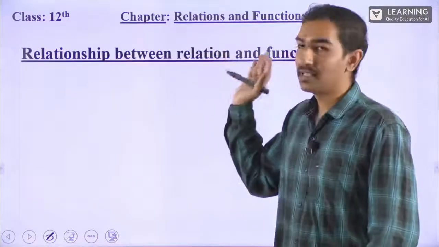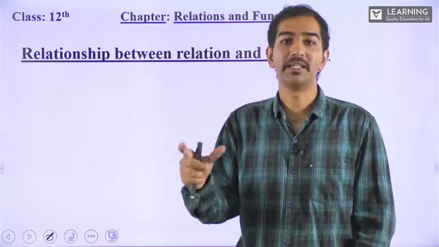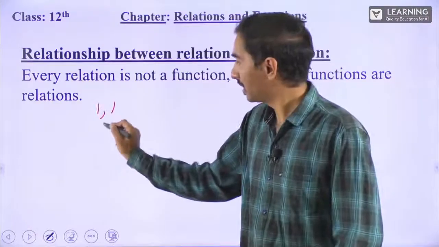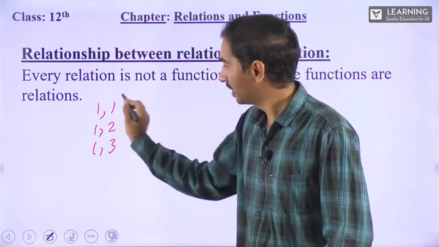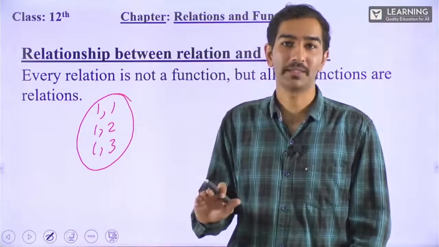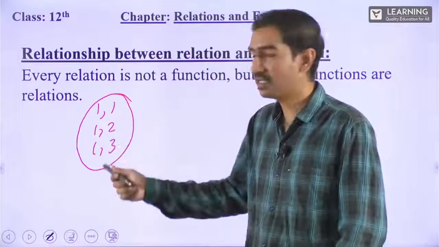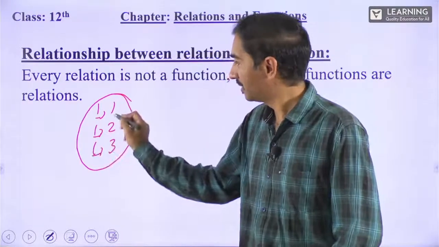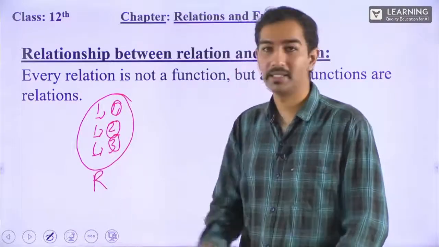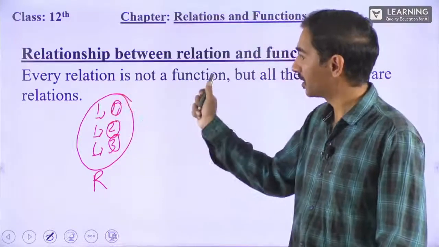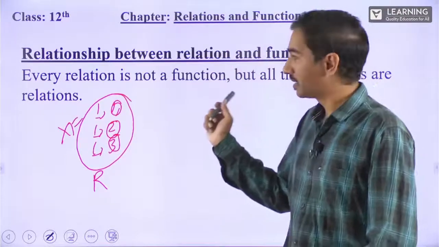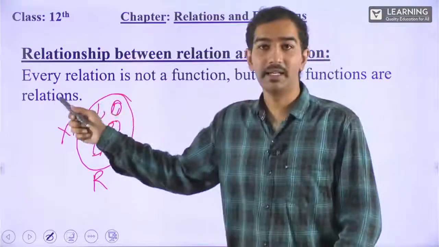Relationship between relations and functions. So how are relations and functions related? Every relation is not a function. For example, (1,1), (1,2), (1,3). Are these functions, students? These are not functions. What is the reason? Why are these not functions? Same x value, different y values. That is why it is not a function. It is called a relation. Every relation is not a function. Next, but all the functions are relations.